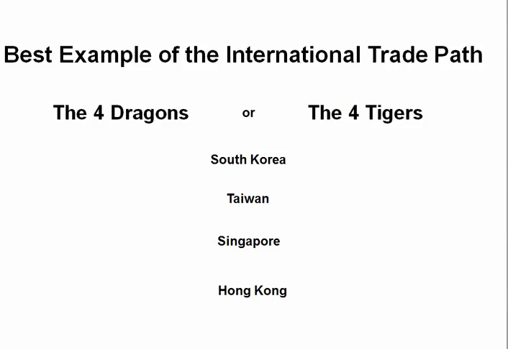When we talk about the international trade approach, probably the best examples would be in Asia. You can call them the 4 dragons or the 4 tigers. It doesn't matter. It would include the countries of South Korea, Taiwan, Singapore, and Hong Kong. And all 4 of those countries have had dramatic development in 50 years. Usually when you're talking about development, you're talking about many lifetimes. But in just 50 years, these countries have gone from 0 to 100 miles an hour. It's really something to witness.